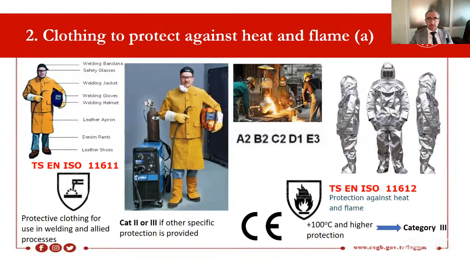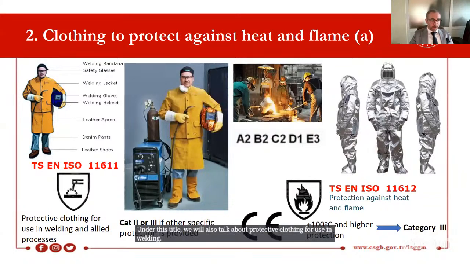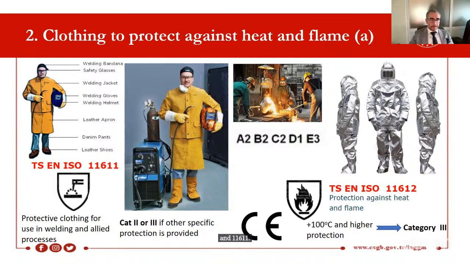Our second title is Clothing to Protect Against Heat and Flame. Under this title, we will also talk about protective clothing for use in welding. I want to start with this one. The requirements for protective clothing for use in welding and allied processes are described in EN 11611. You see here the pictogram.